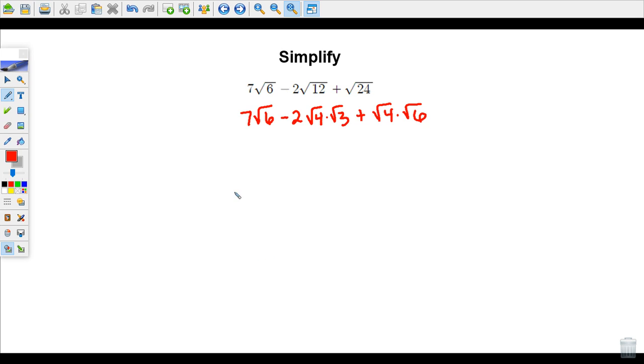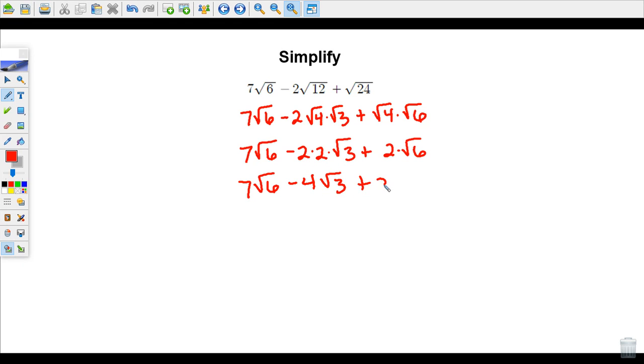And I'm going to rewrite after simplifying all that. So 7 radical 6 stays the same like we said. Radical 4 is 2. So this is minus 2 times radical 3 plus radical 4 again is 2 times this radical 6. So let's just clean this up a little bit. 7 radical 6. 2 times 2 is 4. It's negative 2 times 2, so negative 4 times radical 3 plus 2 radical 6. And now all the radicals are simplified.